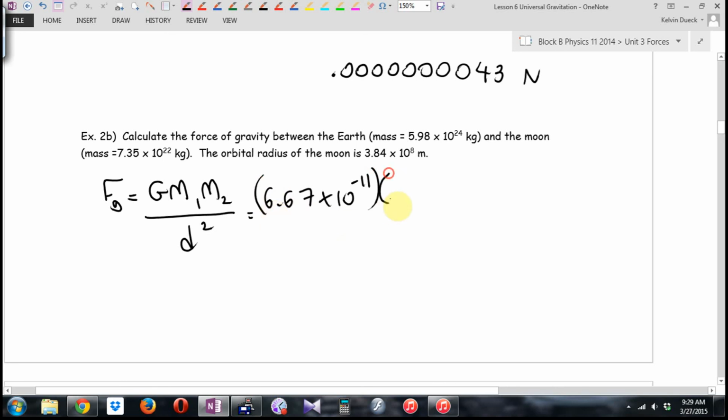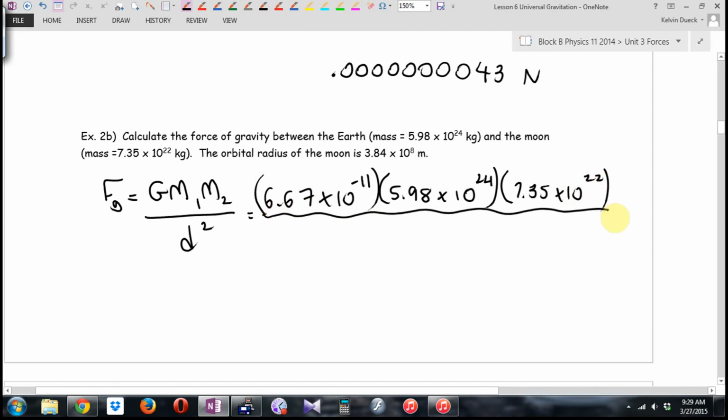The mass of the Earth, we know, is 5.98 times 10 to the 24th. How'd they figure that out? Did they put the Earth on a scale? Actually, we'll show you how to calculate it in Physics 12. Mass of the Moon is 7.35 times 10 to the 22, all over 3.84 times 10 to the 8th squared. Now you want to practice typing that into your calculator.